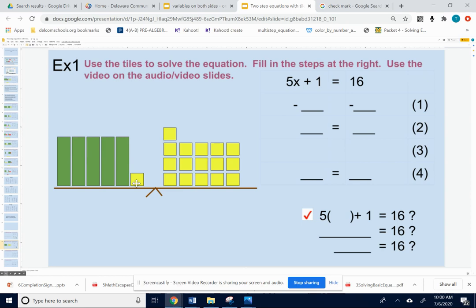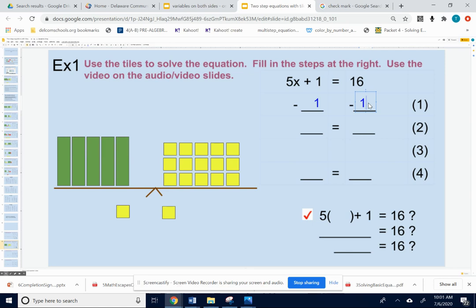We can take a yellow square away from the left. That would get the x's alone, but we need to keep it balanced, so we need to take a yellow square away from the right. Whatever we do to one side, we've got to do to the other. Let's record our step. We took away 1 from the left. We took away 1 from the right. So that's row 1.